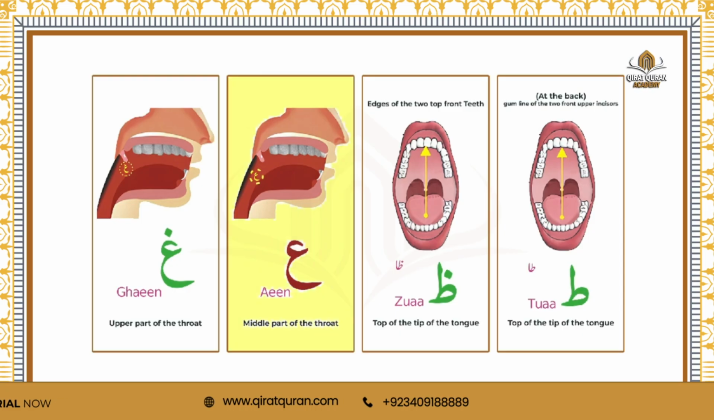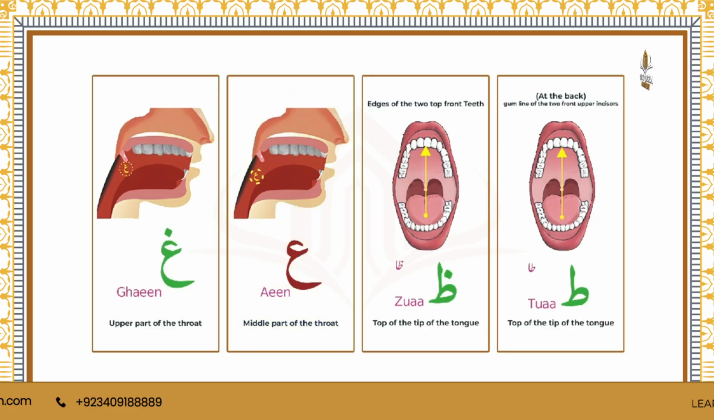Then the origin of Ayn is the middle part of the throat. So for pronouncing Ayn, you have to use the middle part of the throat. This is the middle part of the throat. Ayn. And then the letter Ghain, the origin of this letter is the upper part of the throat. As you can see here, this is the upper part of the throat. So for pronouncing Ghain, you have to use this part of the throat.